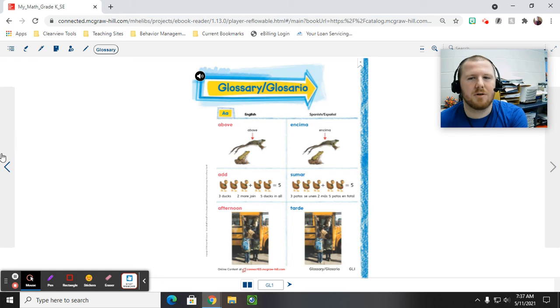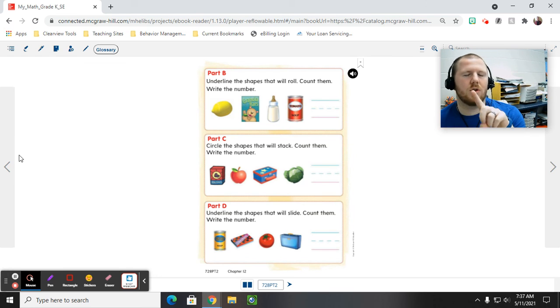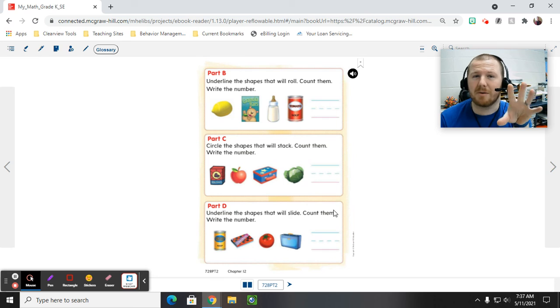And then you're at the end of the book. Isn't that crazy? We're all done. It's weird to think about. But we're never really done. We're going to continue learning. It just won't be in kindergarten math. It'll be up in first grade and something like that.